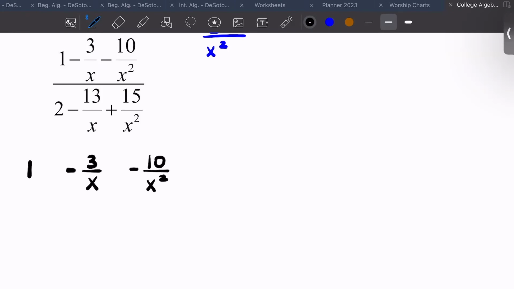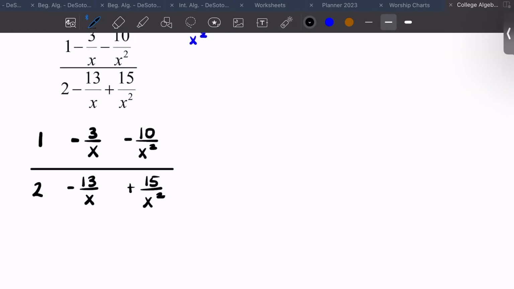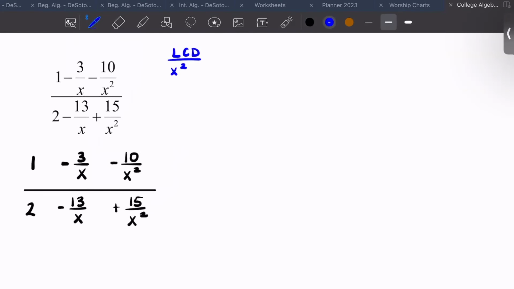Okay. Now I'm going to write the denominator the same way: 13 over x plus 15 over x squared. So let's multiply by x squared and see what happens. Times x squared, x squared, x squared, and x squared. Okay, well, when we did that, look what happened.